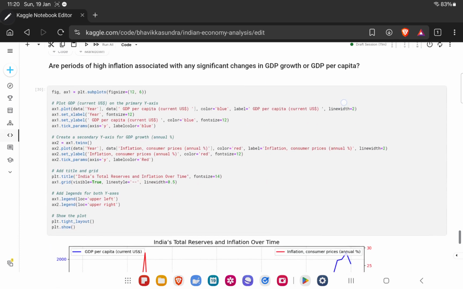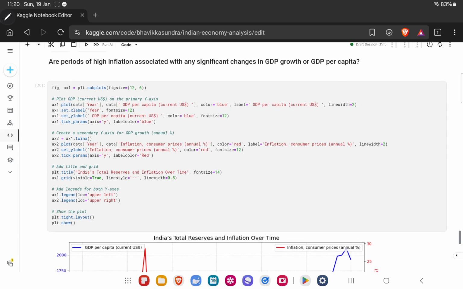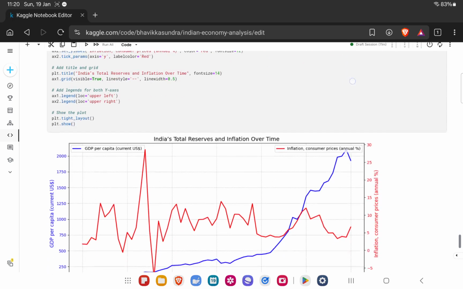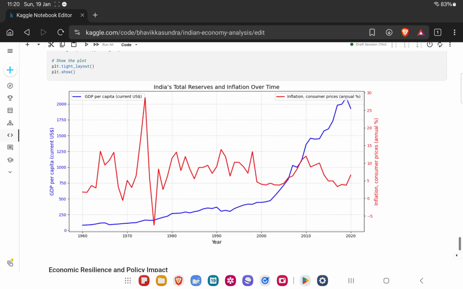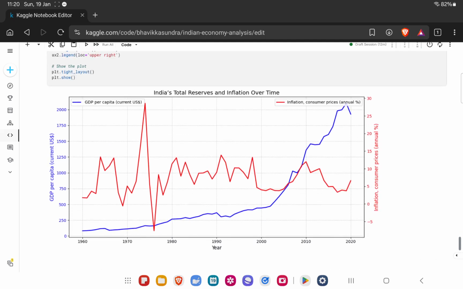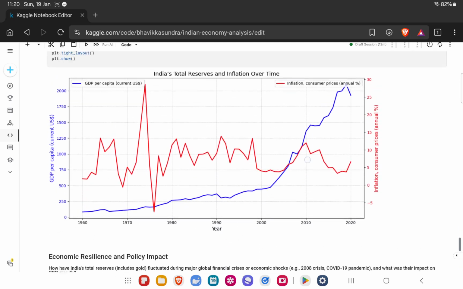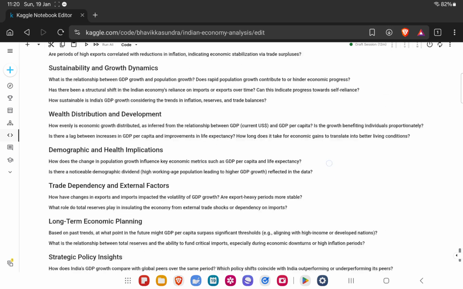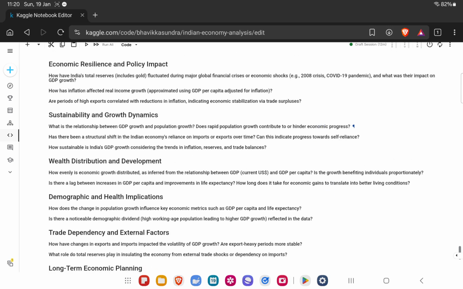Are periods of high inflation associated with significant changes in GDP growth or GDP per capita? Total reserves have been increasing and inflation moves, but we cannot see any clear insights here. Let a financial analyst do the analysis, because we need to dig deeper into this data. The plot doesn't show anything right here. These are really interesting questions which we need to answer in the next phase.